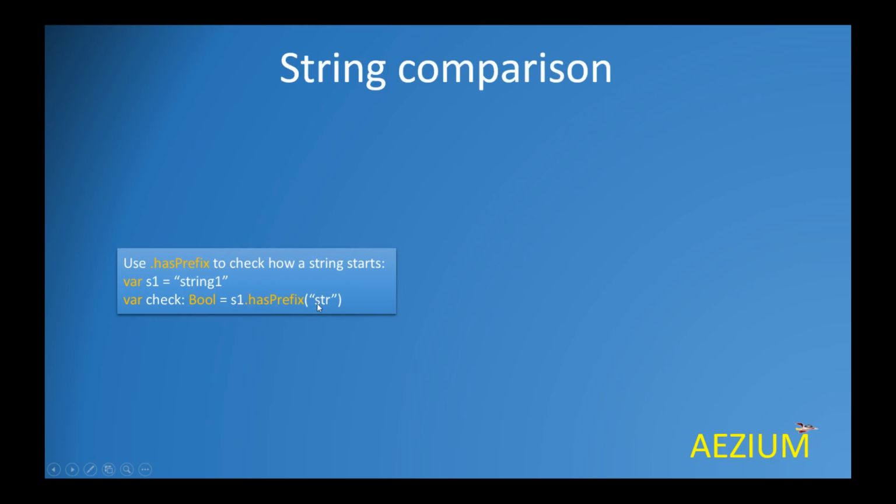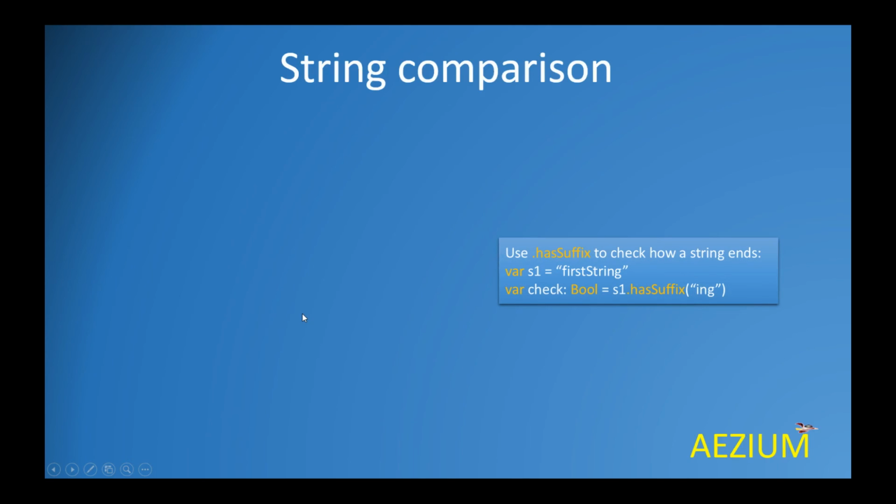Now what this does is compare this pattern with the beginning of this string. The reason that the beginning of this is used for comparison is because we're using has prefix, right? And if the pattern is the same as the beginning of the string, this arrangement will return true, otherwise it returns false, and that would be assigned to check.